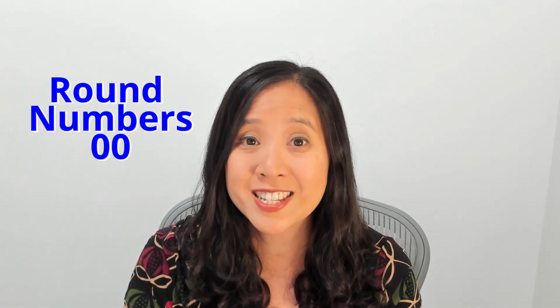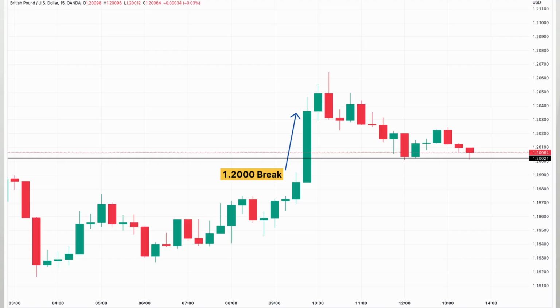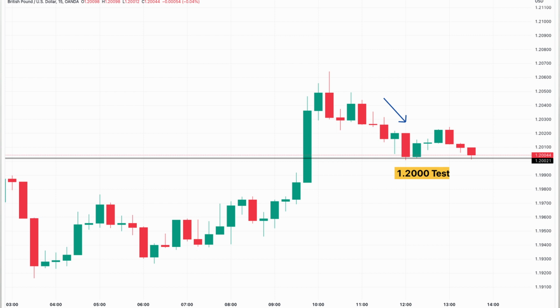Pound dollar also really loves to target the round numbers, the 00 levels in the New York session. If it is close enough, so for example, if it's trading at 1.1985 or 1.2025, there's a 90% chance that it will touch the round number, especially if it is the first time that it is testing it at the New York Open or around the early New York hours. You can see it happen in the pound dollar chart here, where we see an upward trend followed by a test and break of the 120 level.